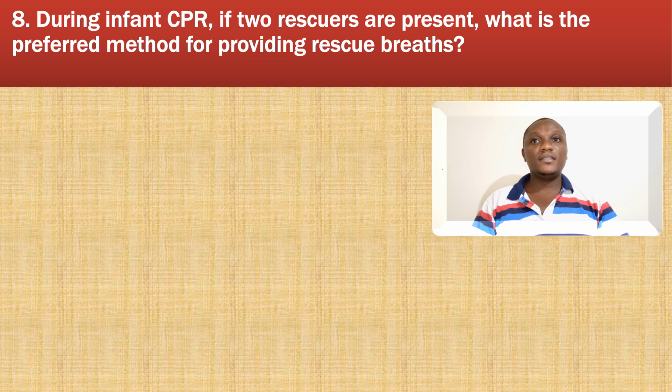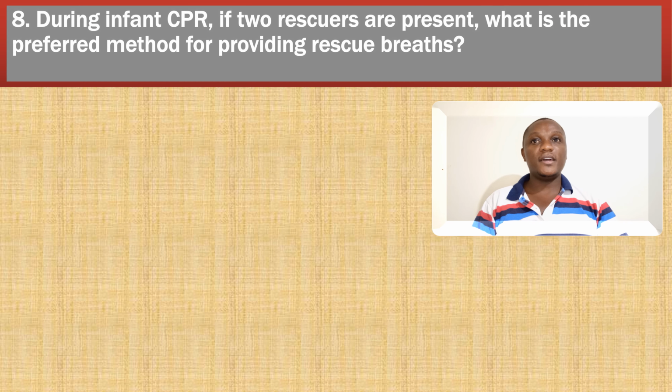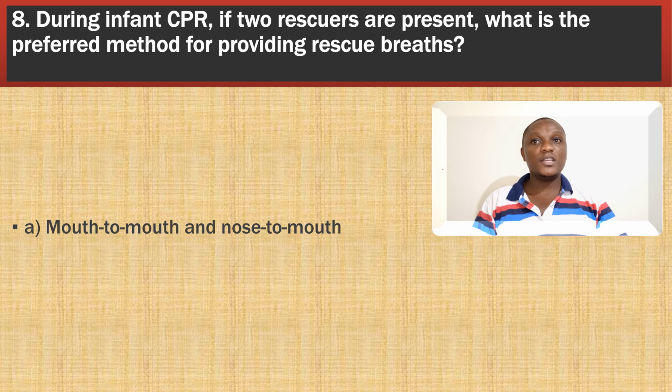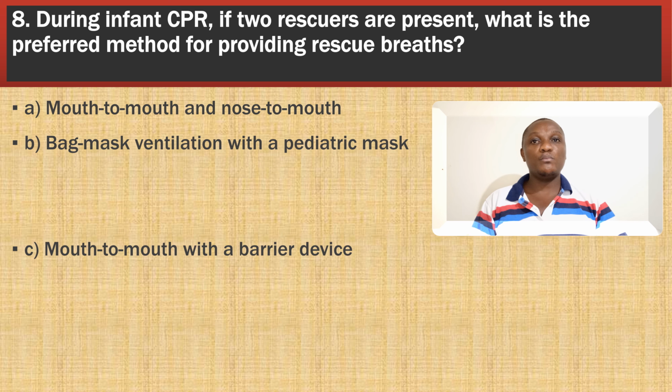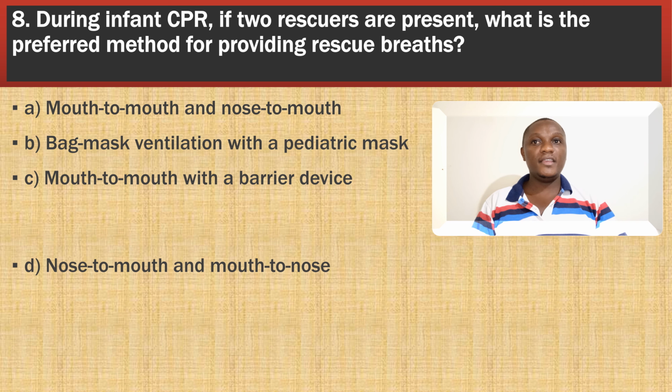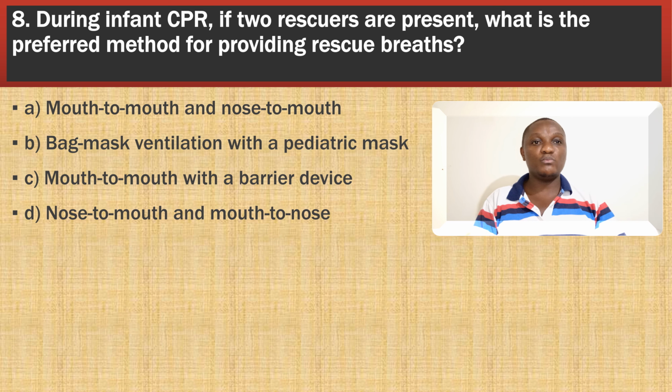Question 8. During infant CPR, if two rescuers are present, what is the preferred method of providing rescue breaths? A. Mouth to mouth and nose to mouth. B. Bag mask ventilation with a pediatric mask. C. Mouth to mouth with a barrier device. D. Nose to mouth and mouth to nose. Pick your answer.